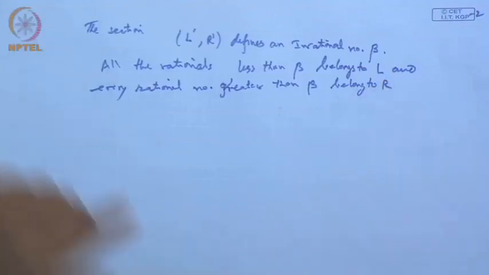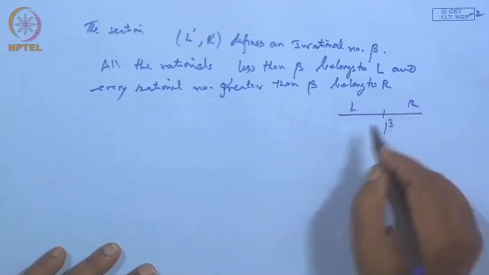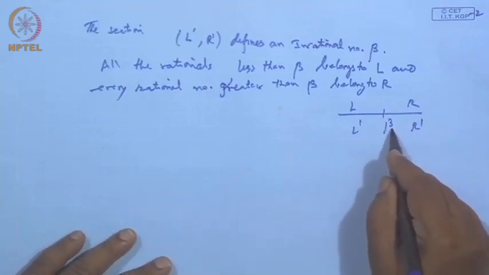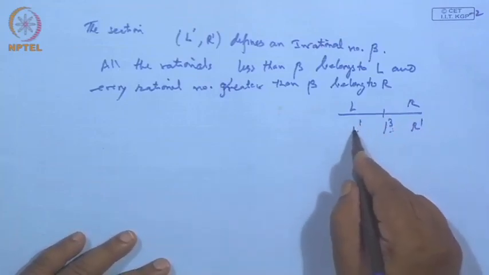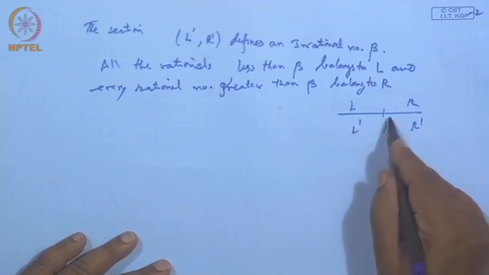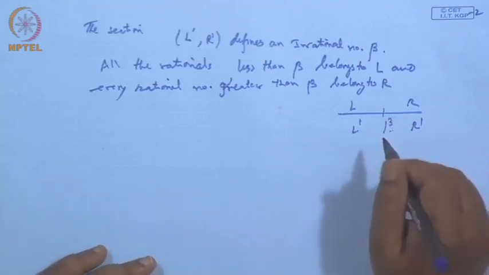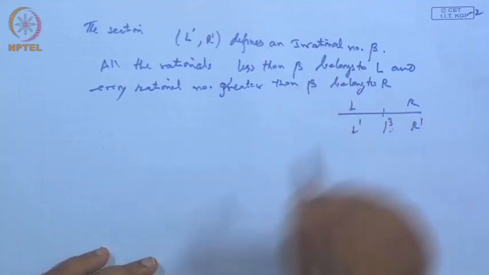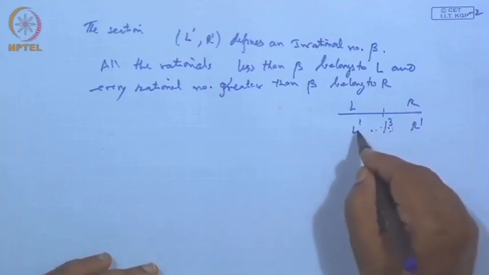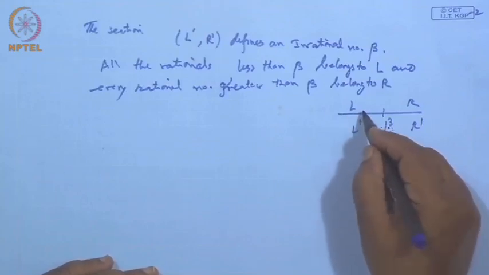Why is it so? Because this is our beta, here this is L, this is R. I am choosing L dash and R dash, and beta I am taking such that L dash neither has the greatest number, nor does R dash have the least number. So, it will be the section represented by beta. Now, we claim this beta is the real number corresponding to our cut LR. Then, if we choose any number less than beta, and it is rational, it will be a point in L dash. So, it will be a point in L. So, all the rationals which are less than beta must be in L.